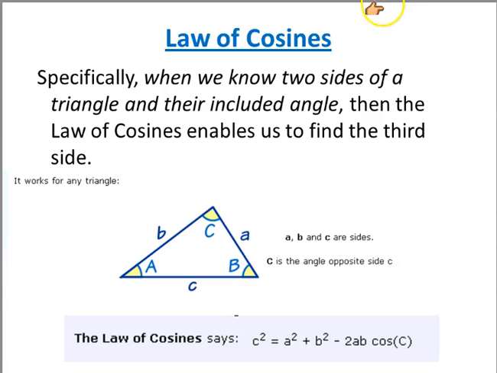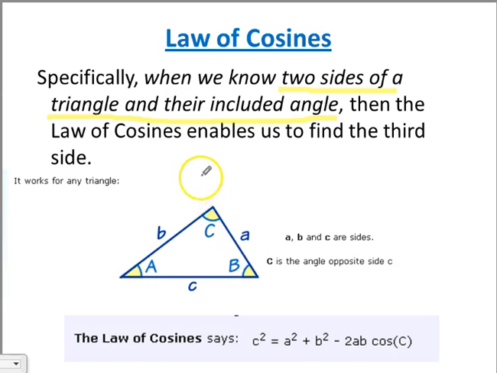I want to go on and get to law of cosines. We're running out of time here. So law of cosines. When do we use law of cosines? We know we use law of sines when we have two side lengths and a known angle, or two known angles and an unknown side. Law of cosines we use when we know two sides of a triangle and the included angle. So the angle has to be sandwiched between two known sides.